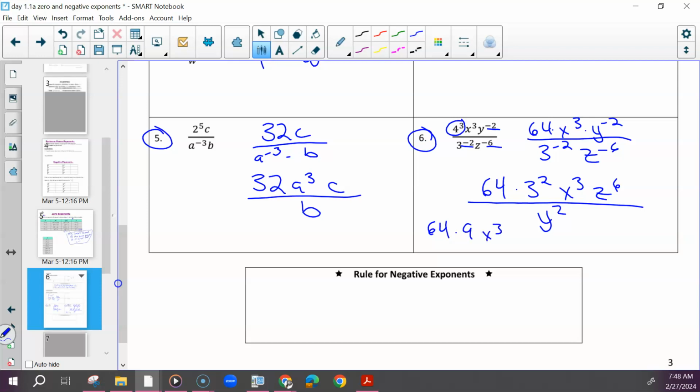And then we have to multiply those two. So 64 times 9. Okay. 576, x to the third, z to the 6, all over y. I put 6, but that was supposed to be 2. Oh. Questions on that?